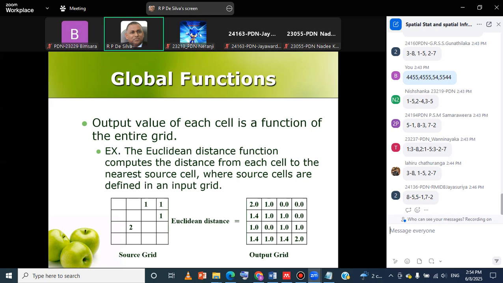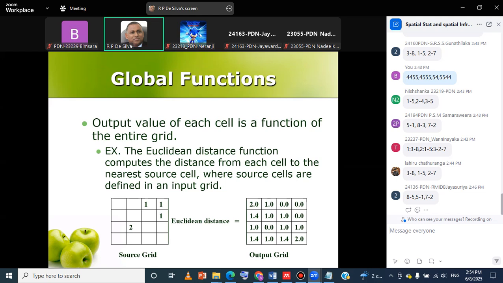Now look at the source grid where we have two types of cells. Number one cell, other one is number two. Three cells of number one, one cell of number two. This is called source grid. Now, what your function is Euclidean distance. We learned what Euclidean distance is.